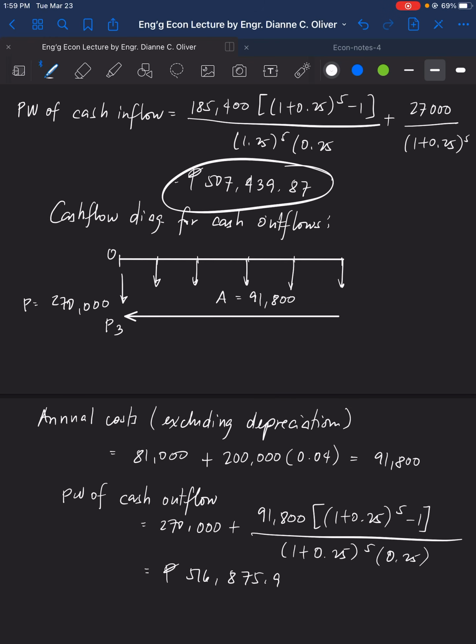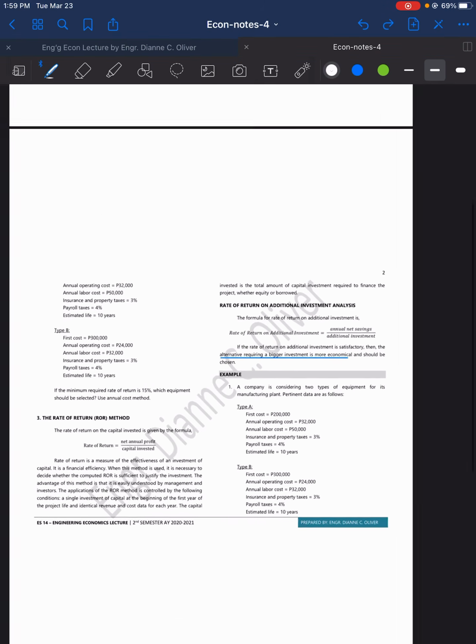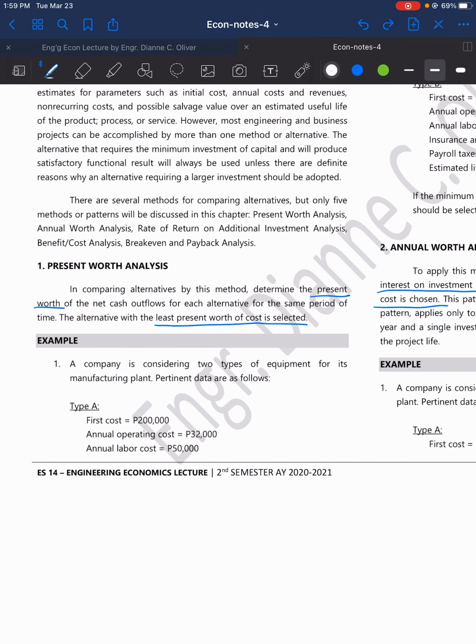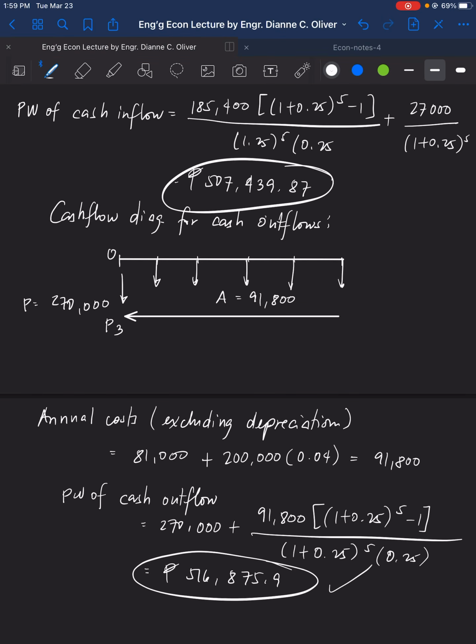and the present worth of cash outflow is 516,875. Since the present worth of cash outflow is bigger, and the present worth of cash inflow is smaller, does it mean that we will choose this immediately? Let's go back to the definition. Present worth: choose the one with the least present worth. But there are no two alternatives here.